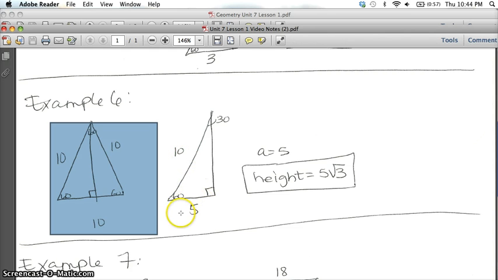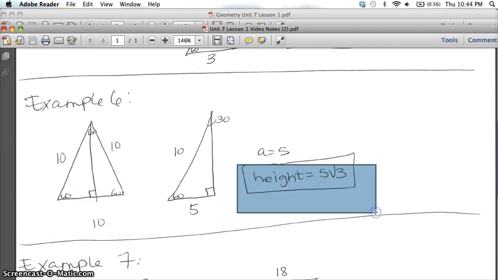Okay, so remember that the side opposite 30 is A, and the side opposite my 90 degrees is 2A. So 5 times 2 is 10. Okay, and then the side opposite 60 is A square root of 3. Well, my A is 5, so my height is 5 square root of 3. And that is the answer for my height.